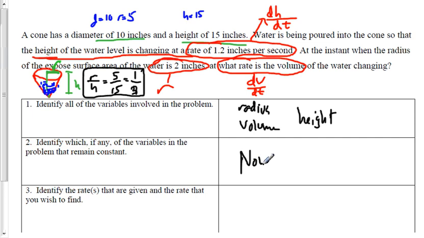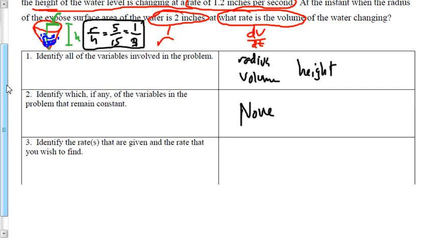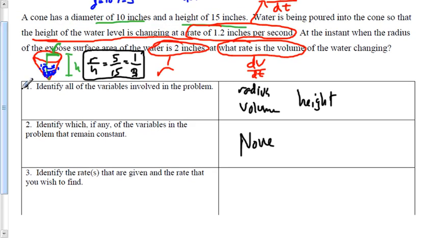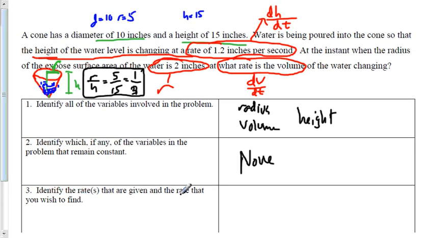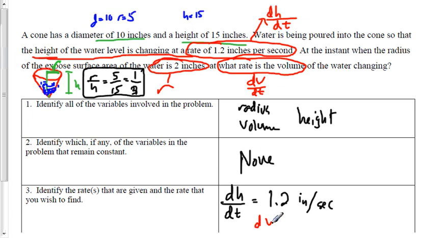Are there any in the problem that remain constant? There are none. And what do we know? Let's go back up. Sorry, I keep scanning down. So I know the rate at which the height is changing. That's the dh/dt. And you're pouring it in, so it's getting bigger. So that's 1.2. In this case, it's inches per second. What don't we know? I don't know the rate at which the volume is changing. So dV/dt, I don't know what that is. And that's, again, going to be cubic inches per second. And that's what we're trying to find.